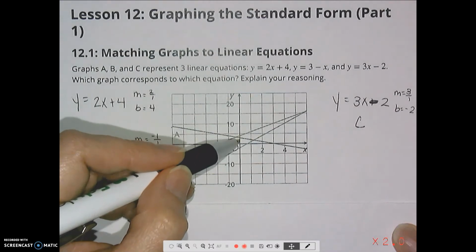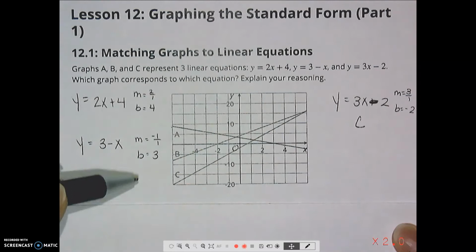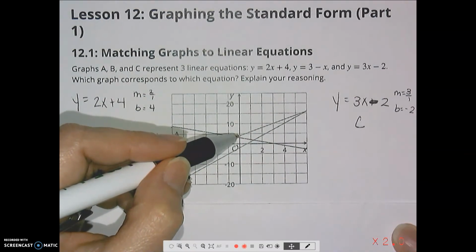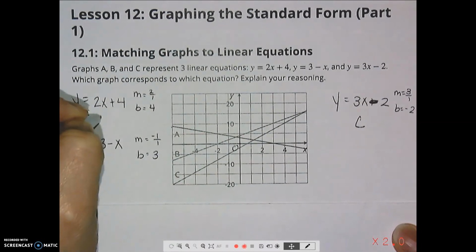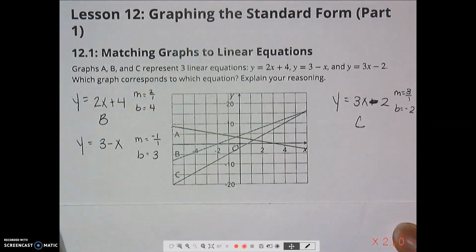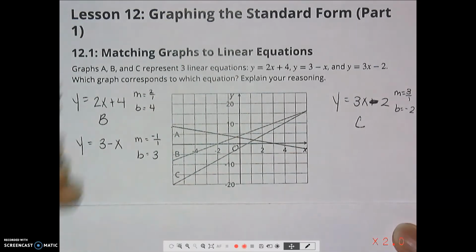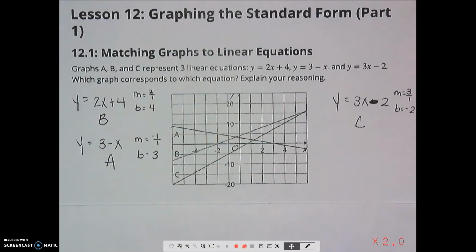Between these two, we need to have a y-intercept of 4 or a y-intercept of 3. So the higher one would have a y-intercept of 4. It also has a positive slope since it's going uphill. That means that B is the 2x plus 4. And just to make sure, this one starts at 3, it's lower than that 4, and it does have a negative slope. It's going downhill. So then this would be graph A. All right.